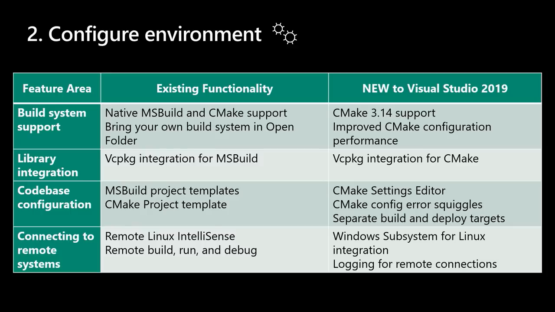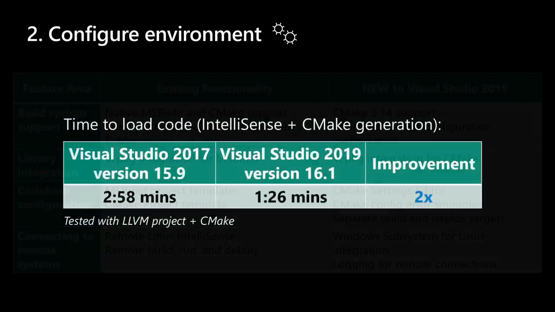And most recently, we have the WSL integration I was talking about as a great way to get started. In terms of configuring CMake, there's a CMake settings editor, and there's also some error squiggles you get to help you if you're modifying the JSON file that's behind the scenes directly. So that experience is a lot nicer now in Visual Studio 2019.